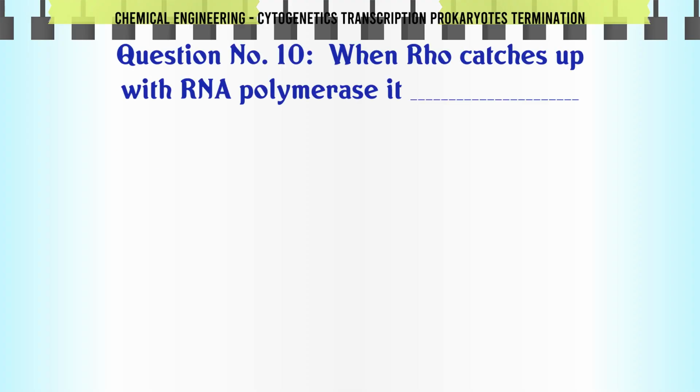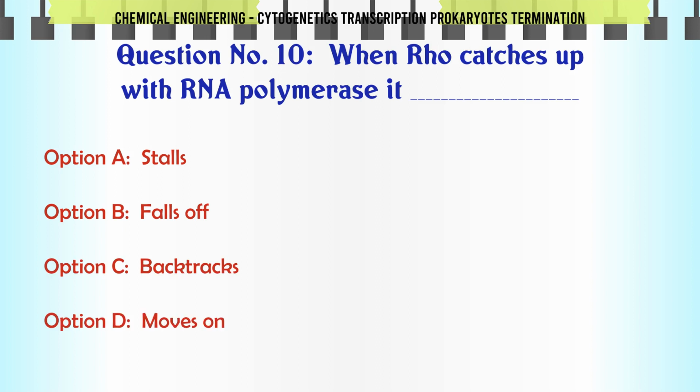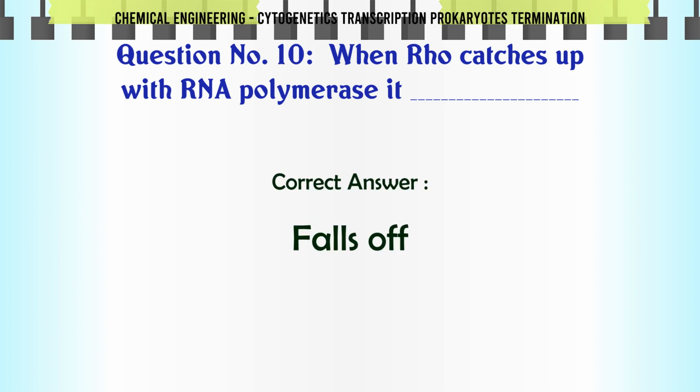When Rho catches up with RNA polymerase it A stalls, B falls off, C backtracks, D moves on. The correct answer is falls off.